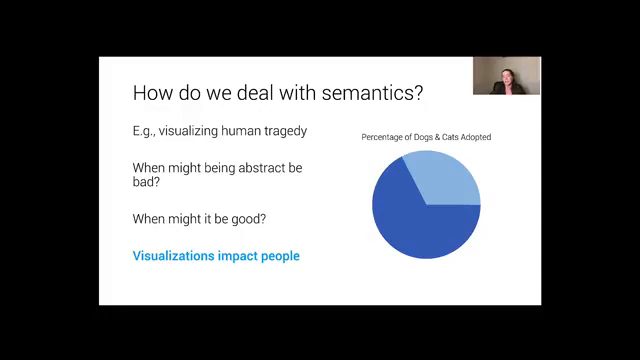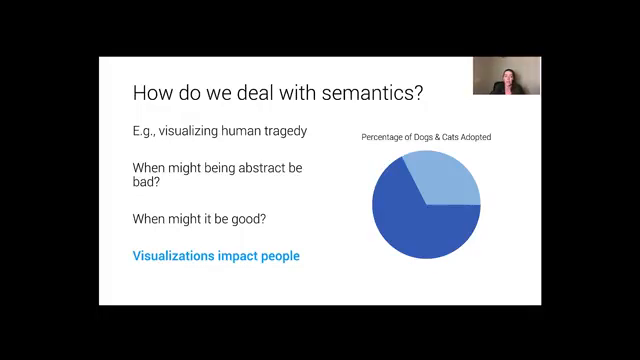We've seen semantics before in the context of things like color choice, where the semantics of the data can actually lead to more intuitive conclusions and more intuitive design outcomes. But sometimes semantics muddies the waters.